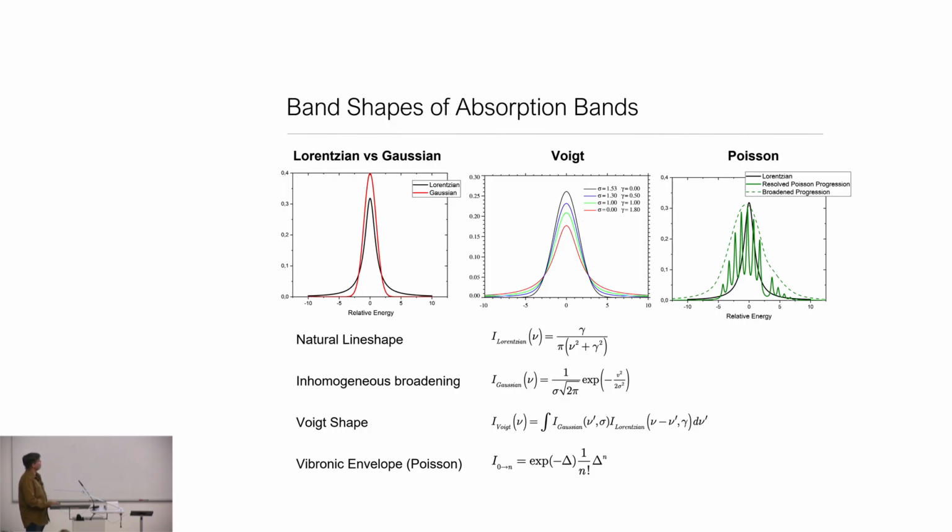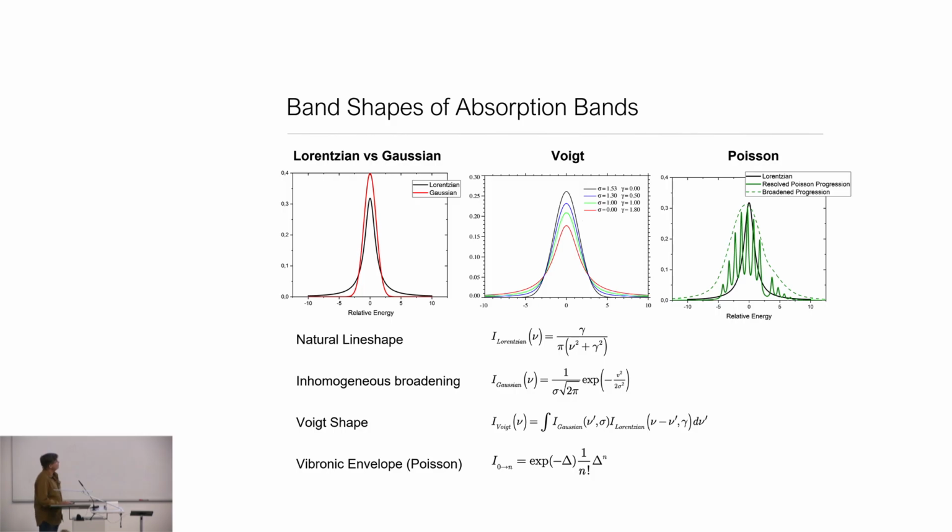And especially in X-ray spectroscopy, people sometimes use a mixture of Gaussian and Lorentzian, that's the so-called Voigt band shape. And if you have a vibrationally resolved progression, then that is usually following the so-called Poisson line shape. In the Poisson line shape, that is the envelope that you get over a vibrationally resolved progression.